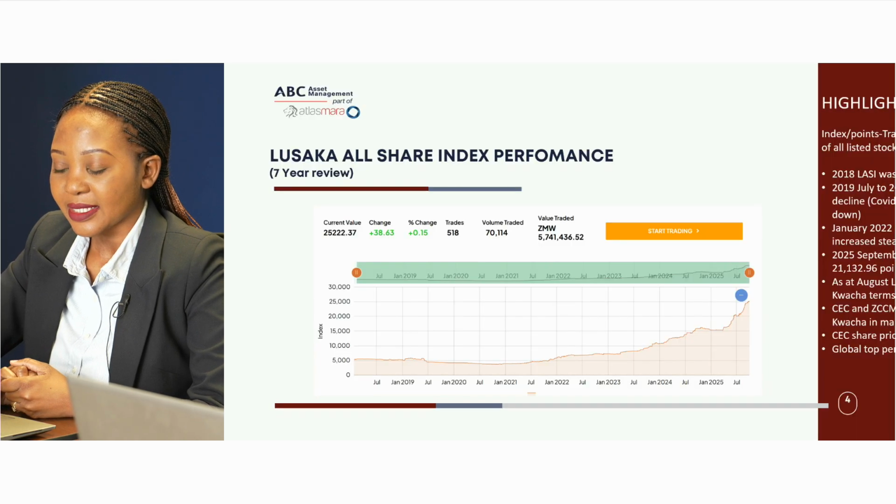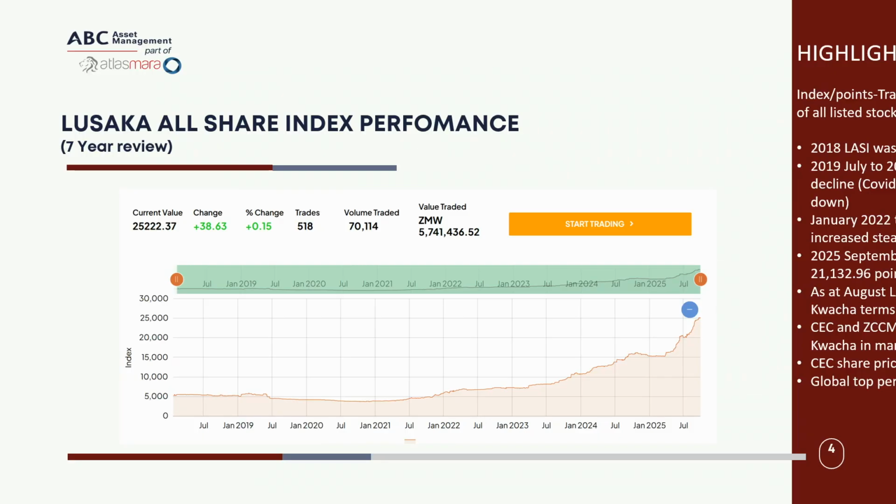So on my screen, you'll be able to see how the LuSE has been performing. However, I've only given a 7-year review. This data is from the LuSE website, so if you'd like, you could also have a chance to go through the website. It's very informative. So, some highlights from the LASI. The LASI is the LuSE All Share Index.